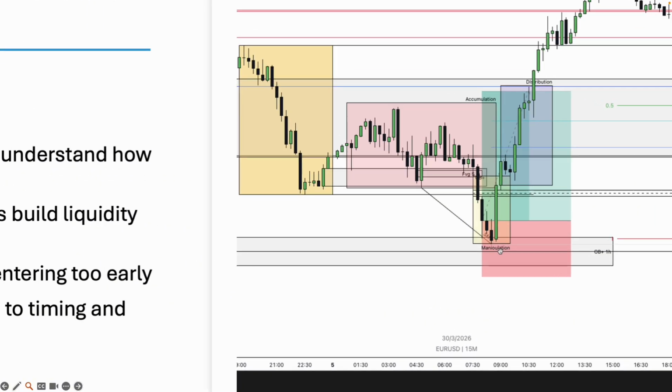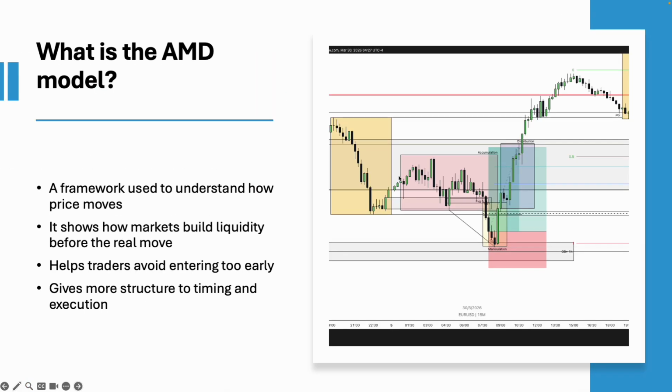Maybe we can zoom in a little bit, and we can see it like this. First, we accumulate the orders after the Asia session right here. We accumulate a little bit, price gets slow. After that, we get a little bit of a fast move down, so we take out the liquidity of the low of that accumulation phase. After that, we distribute higher.